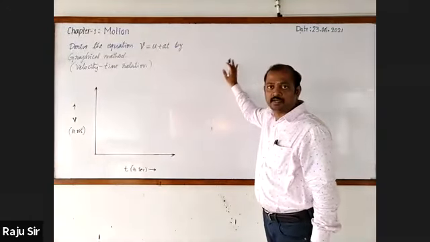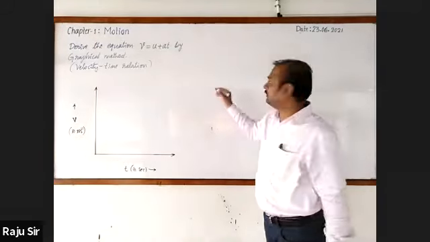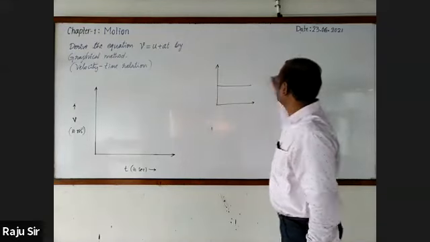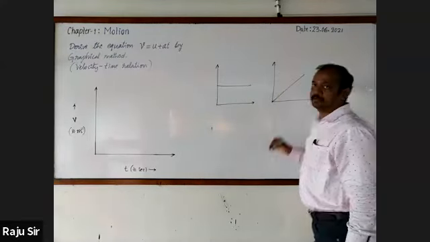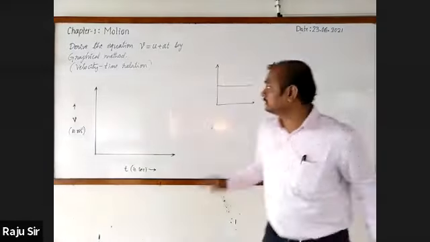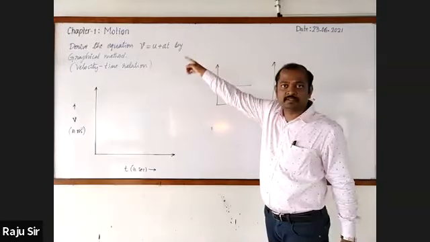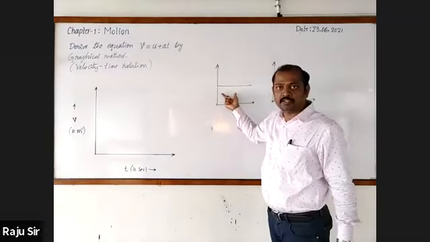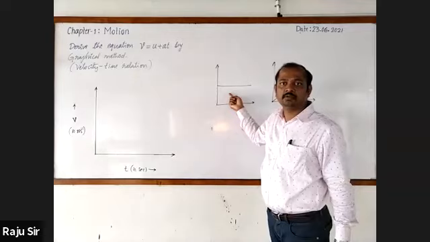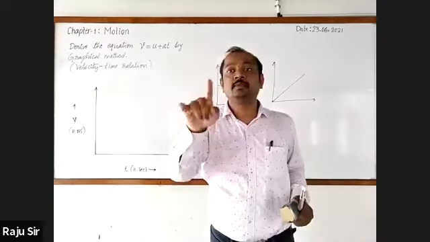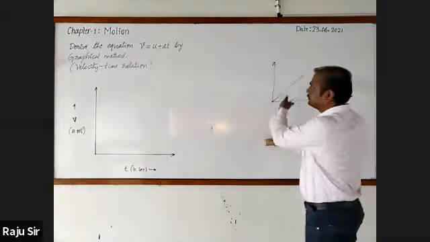Just I am going to draw two graphs. Identify which graph should be used for deriving this. This is the first one. It is the second. Which one should be used? Second one. Here we have uniform acceleration. But in the equation, we have acceleration. If I go for taking this graph, here what is the acceleration? Zero. Constant velocity, acceleration will be zero. I have to use this graph.